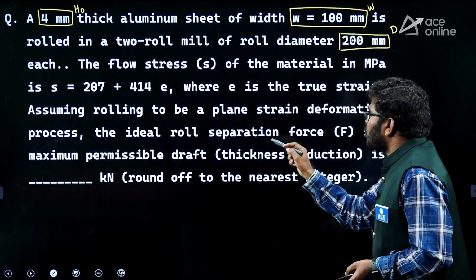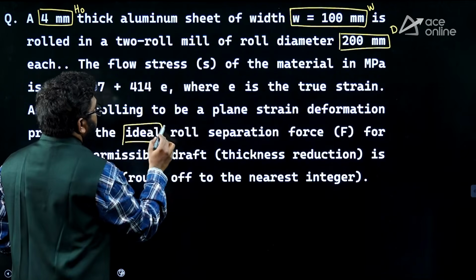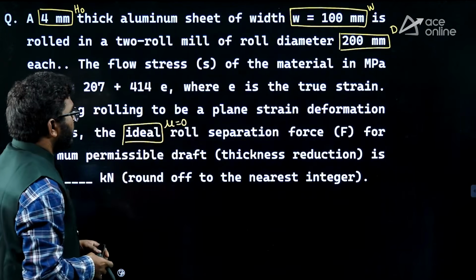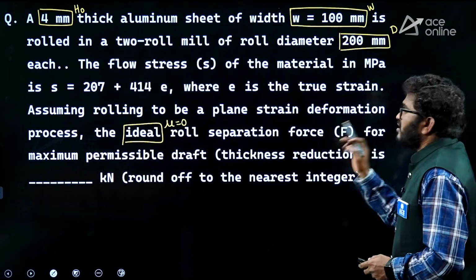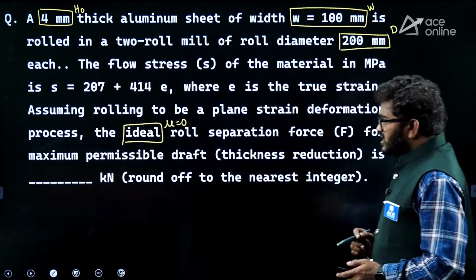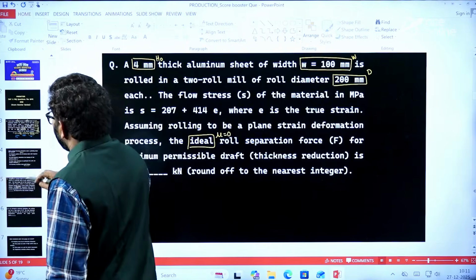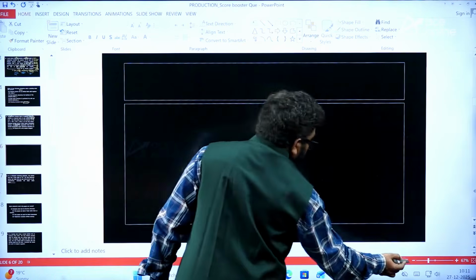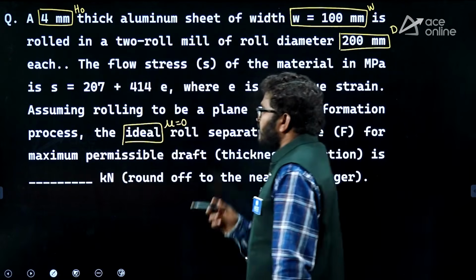The ideal roll separating force, remember they are asking ideal. Ideal means we are not considering friction. Ideal roll separating force for maximum permissible draft. Maximum permissible draft is in dash kilonewton. Now listen carefully. I'll take one new slide and then I'll explain. Okay, let us consider. Now you can take the given data here.